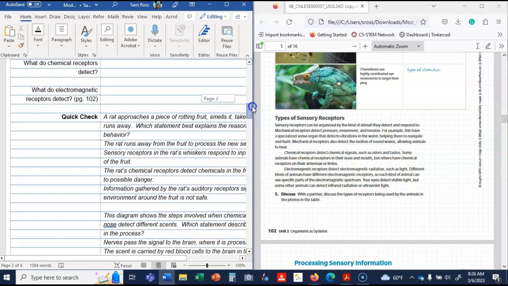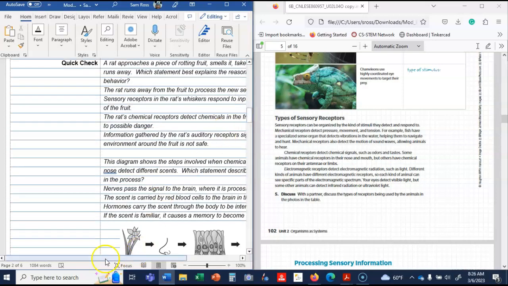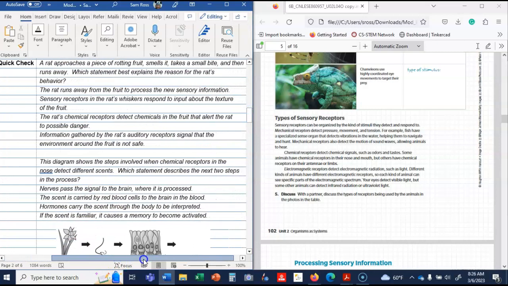So here's our next quick check. A rat approaches a piece of rotting fruit, smells it, then takes a bite, then runs away. Which statement best explains the reason for the rat's behavior? It's going to be the rat's chemical receptors detect chemicals in the fruit that alert the rat to possible danger. So that's the third response there.